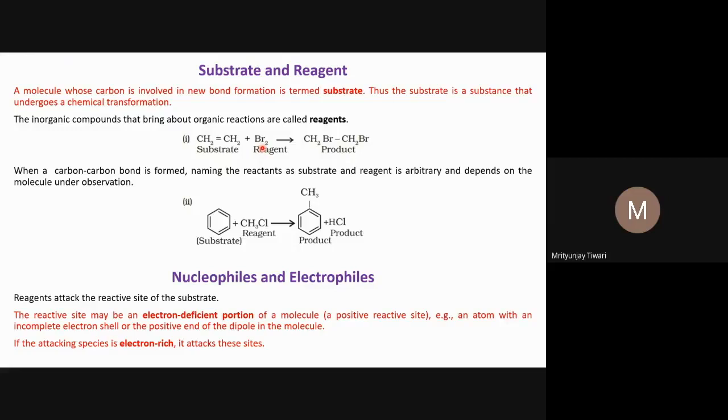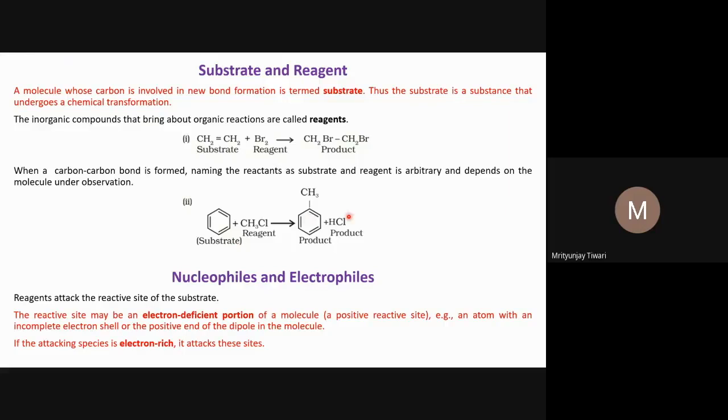And when a carbon-carbon bond is formed, naming the reactant as a substrate or reagent is an arbitrary choice. So when a carbon-carbon bond is formed, which one is the substrate and which one is the reagent is arbitrary, and mostly we look at what atom we are focusing on to call it the substrate. And usually the organic compound which has more carbon atoms, we consider as the substrate.